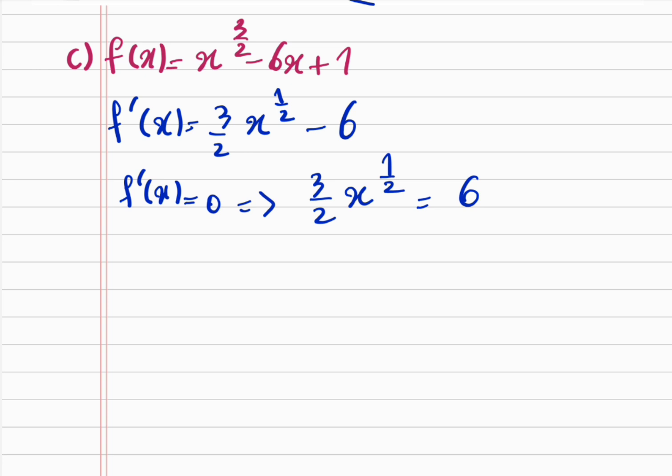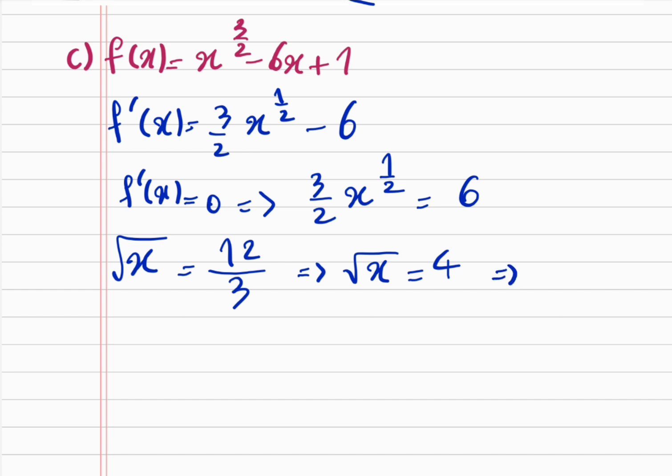And now let's multiply both sides by 2 over 3. So we are going to get, we can write x to the power of half as root x, is equal to 12 over 3, and that is just equal to 4. So root x is equal to 4. Okay, now root x is equal to 4, so we need to square both sides, and if we do so we are going to get x is equal to 16.